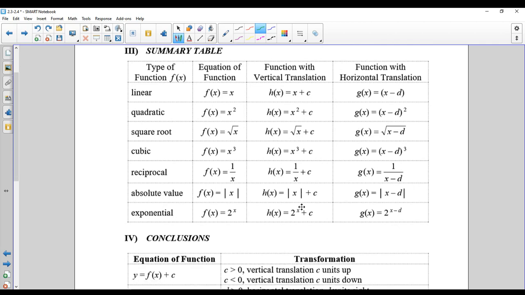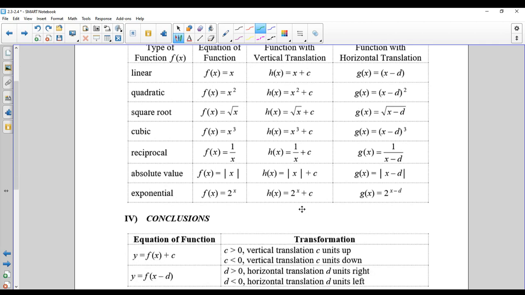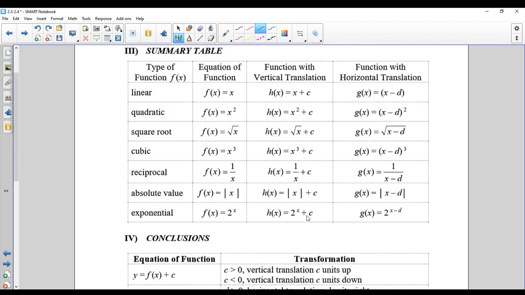Here's a summary table. If the function is just a regular linear function, f of x, and I do want to do a vertical translation, I could just add some number c to each of those. If it was a quadratic, then I would just add c. So every one of these, just simply add c, right? If it was a horizontal translation, before I do anything, I just simply minus a d from it. So it's x minus d squared. X minus d, then square root. X minus d, then cube root. X minus d, and then I take 1 over that, and so on and so forth. If it was an exponential, and so on.